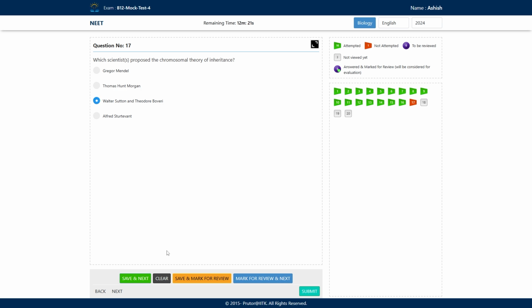Option C will be the correct answer. Sutton and Boveri gave the chromosomal theory of inheritance. Clear? Mendel is known as the father of genetics. He gave the laws of inheritance. Morgan gave the concepts of linkage and recombination by working on Drosophila. And Alfred Sturtevant was a student of Morgan, and he used recombination frequency to find the distance between the genes, and he used this to create genetic maps.